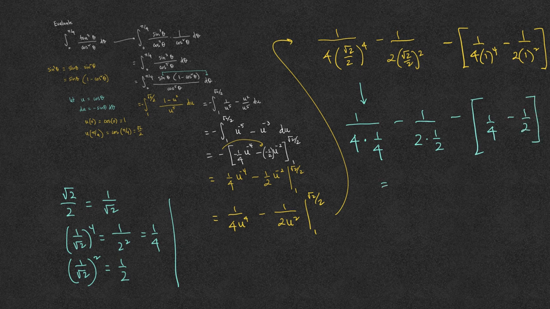Simplifying this, we have 1 over 1 minus 1 over 1 minus 1/4 minus 1/2 is negative 1 over 4. 1 minus 1 is 0. Negative of negative 1/4 is positive 1 over 4.